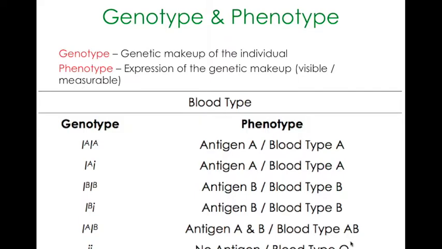So here, how many genotypes do we have? 1, 2, 3, 4, 5, 6. However, the number of phenotypes we have is 1, blood type A, 2, blood type B, 3, blood type AB, and 4, blood type O. In other words, 6 genotypes resulting in 4 phenotypes for this particular trait. Now, the relationship here is really important.